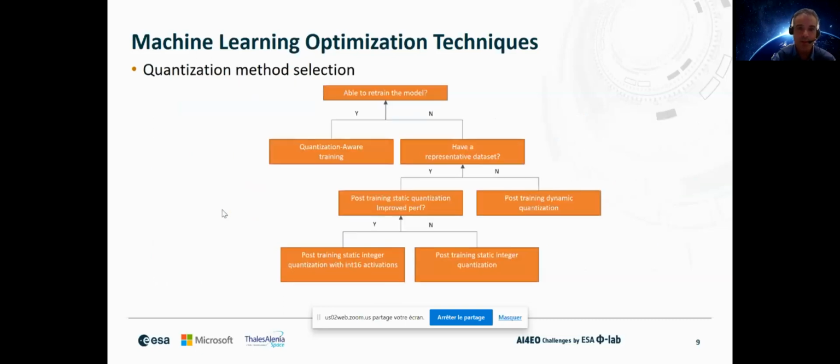A decision tree here is proposed to choose the best method. The key factor is, are you able to retrain the model with labeled data? If yes, you move probably to the quantization aware training. If not, if you have just a representative data set with no labels, you can use it for post-training dynamic quantization, or go fully static if you want maximum speed. And you can still do statically a mix between 16-bit and 8-bit integers to have a good mix as well. Or have everything, last case, in 8-bit.